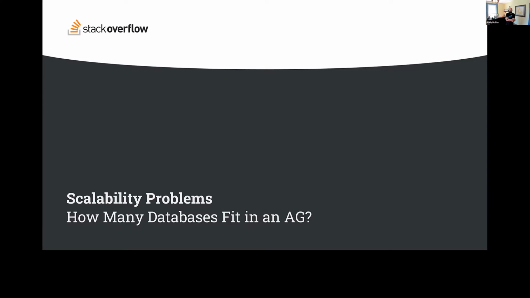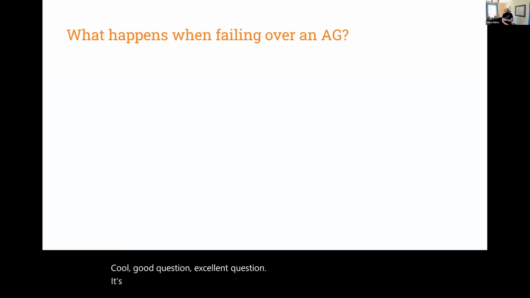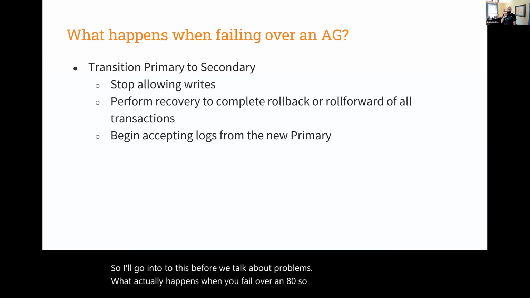Cool. Good question. Excellent question. So now I'll go into this. Before we talk about problems, what actually happens when you fail over an AG? So there's two parts of it. Transitioning from primary to secondary.